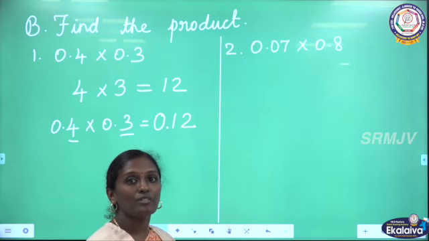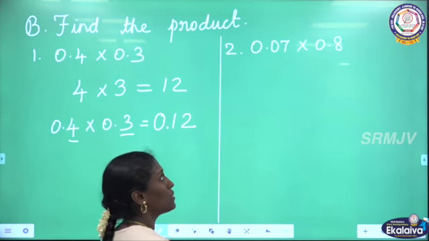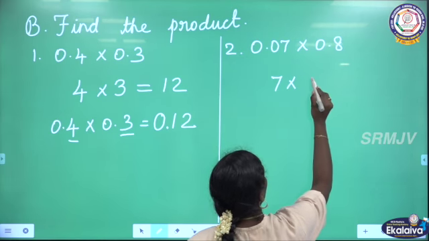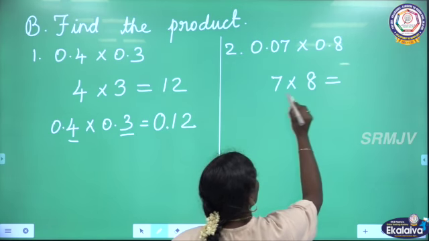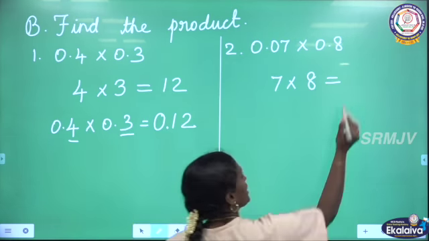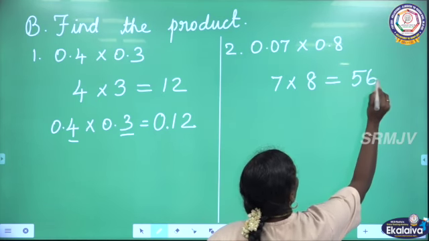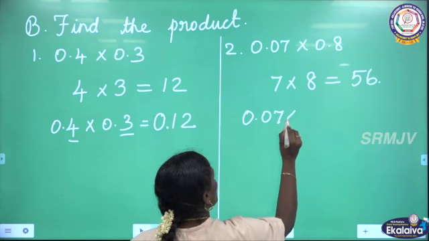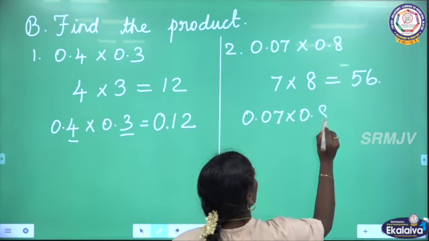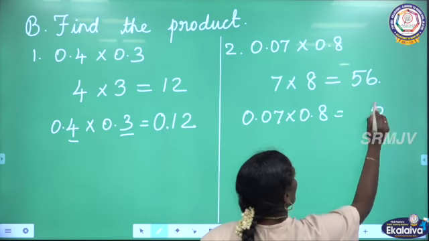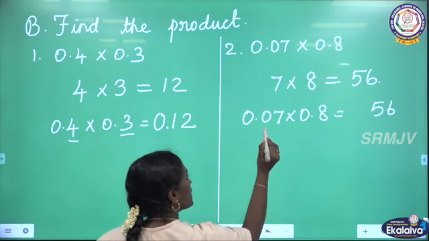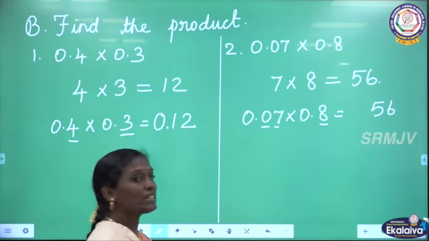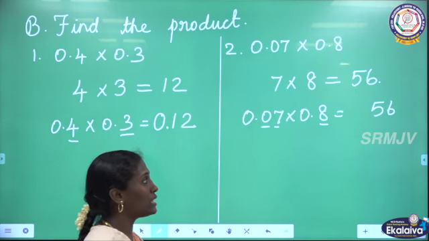See the second question 0.07 into 0.8. First we are going to take the decimal numbers as whole numbers. Here the whole number 7 and here 0.8 is 8. Here 7 8s are 56. Now we have to write the answer for the given question 0.07 into 0.8. Okay, we got 56. How many decimal places are there? 1, 2, 3. Totally 3 decimal places we need in the answer.